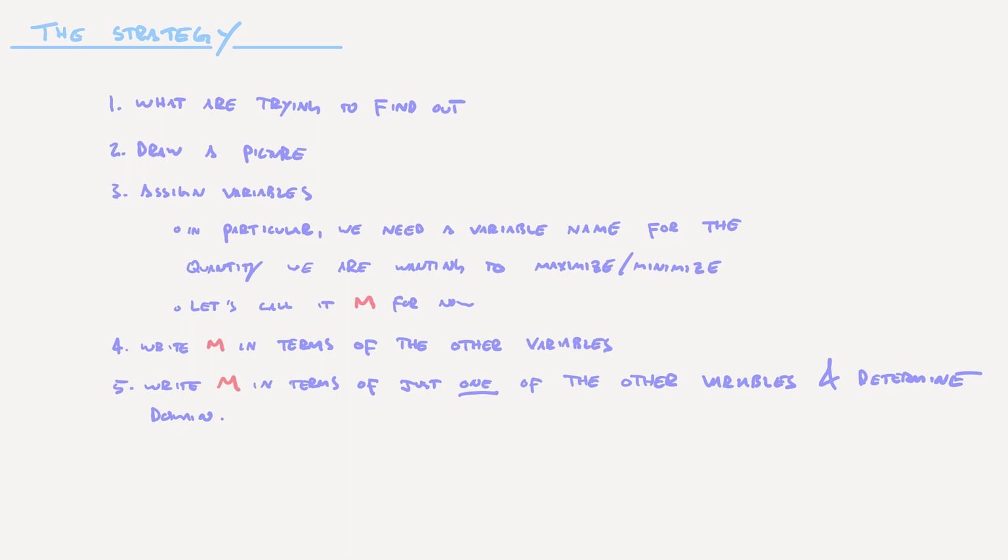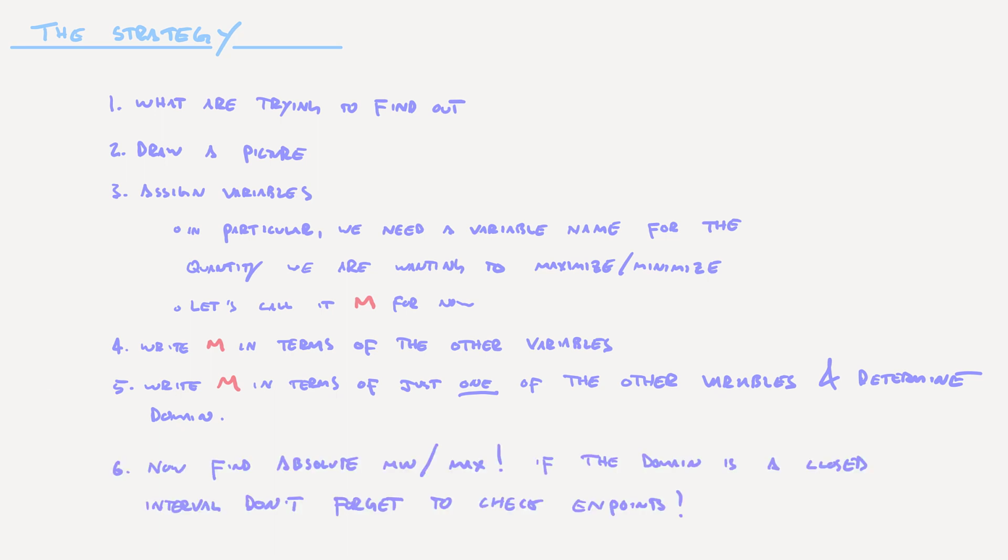And sometimes your equation is going to be in more than one variable. You're going to have more than one independent variable. And we don't know how to maximize or minimize stuff like that. So we need to somehow write it in terms of only one of the other variables. And we're going to go through a strategy for how we can do that. But once you get to step 5, you should have an equation that we can say, hey, just maximize this thing. And that's what you want to do. Find the absolute min and max at this point.